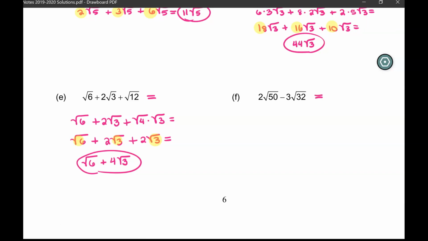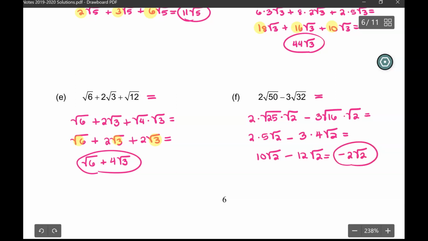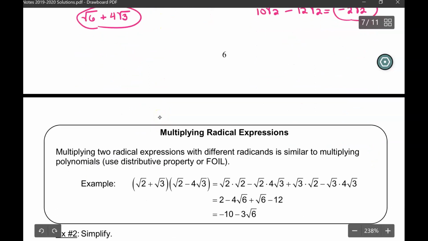Okay, 2 times the square root of 50 minus 3 times the square root of 32. So we're going to do 2, and then we're going to break this up into square root of 25 times 2, and then 32. 16 is the largest perfect square. So I have 2 times 5 root 2 minus 3 times 4 root 2. So this will give us 10 root 2 minus 12 root 2, which will result in a negative 2 square root of 2. Okay?